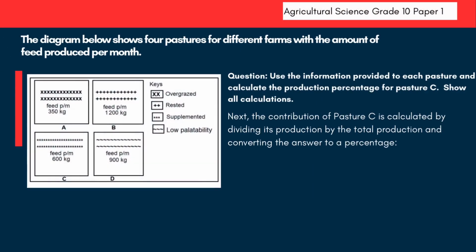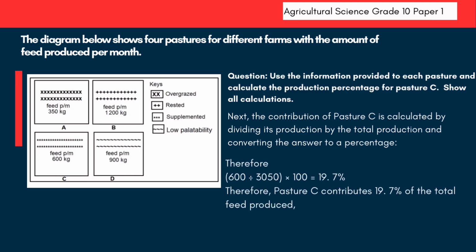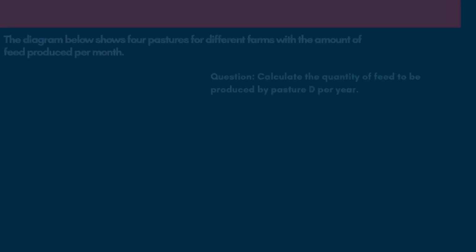Next, the contribution of pasture C is calculated by dividing its production by the total production and converting the answer to a percentage. Therefore, (600 divided by 3,050) times 100 is equal to 19.7%. Therefore, pasture C contributes 19.7% of the total feed produced.